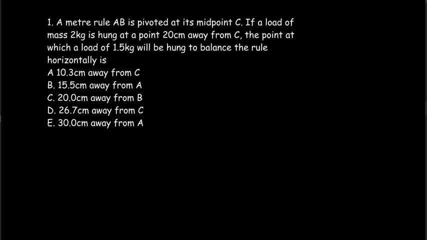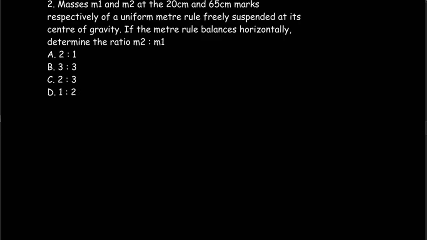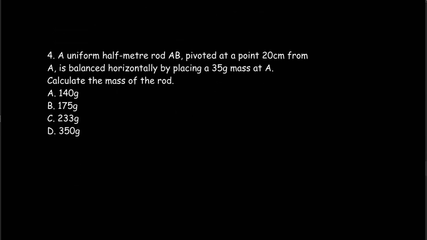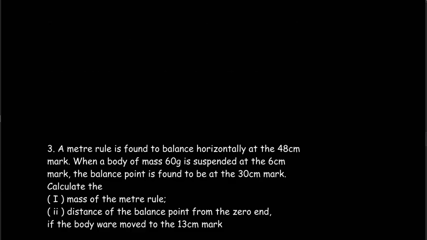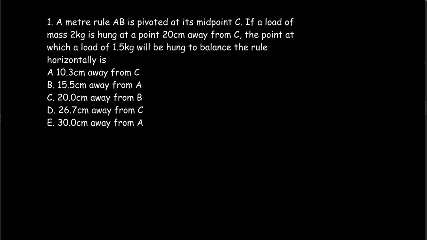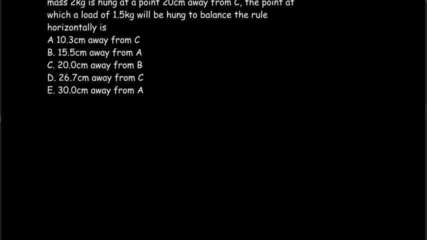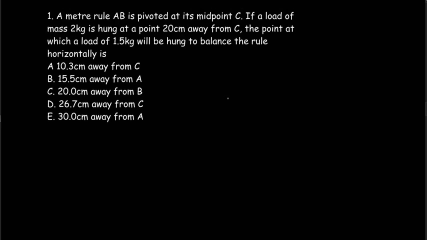All right, so we're going to be solving the following questions on moments in the topic equilibrium of forces. So please pay attention. First question goes like this. A meter rule AB is pivoted at its midpoint C. If a load of mass 2 kg is hung at a point 20 cm from C.